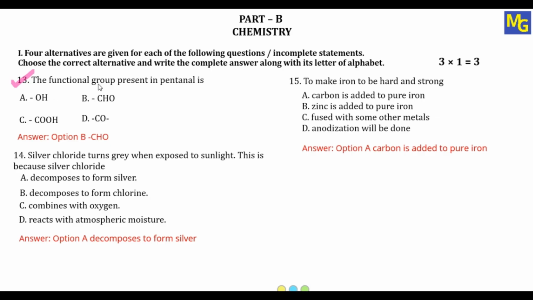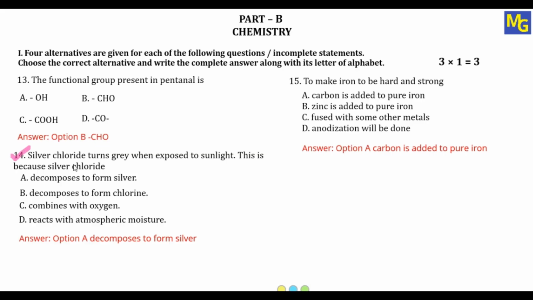Question number 13, the functional group present in pentanal is. So we have to write the functional group present in this compound, that is pentanal. If you see this compound, pent means 5 carbon, ane means single bond and this al suffix indicates the functional group. So al means it is aldehyde. Now we have to search for the aldehyde group in these options. Option A, OH, indicates alcohol. Option B, CHO, indicates aldehyde. Option C is COOH, that is carboxylic acid, and option D is CO, that is ketone. So here the correct answer is option B, that is CHO. So I have to write option B and my answer is CHO.